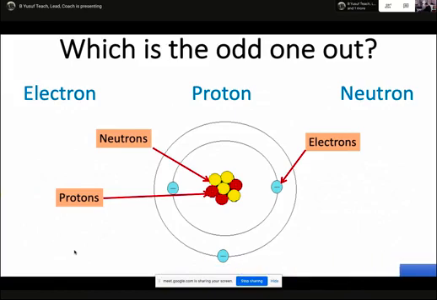And this one's slightly trickier. Some of you might find it a little bit more difficult. The answer is actually neutron. Now, you might be thinking, well, why the neutron? It is the only subatomic particle in the atom that does not have a charge. Electrons are negatively charged, as you can see by the negative sign here, and the protons have got a positive charge. Neutrons have no charge, and that is the reason why it is the odd one out.